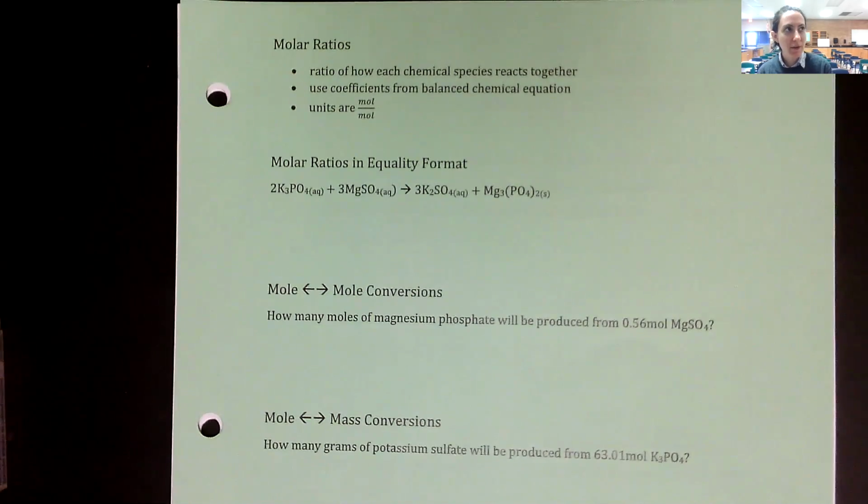So stoichiometry is kind of a funky word. We're going to learn more about it, but at its heart, it has to do with molar ratios. That's really the heart of it. It's how to move within a chemical equation in a specific situation to calculate the ratios of the different species in a chemical reaction. So what we're going to do is start off with molar ratios.